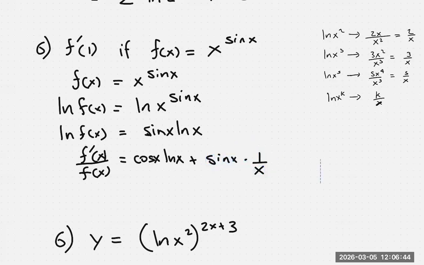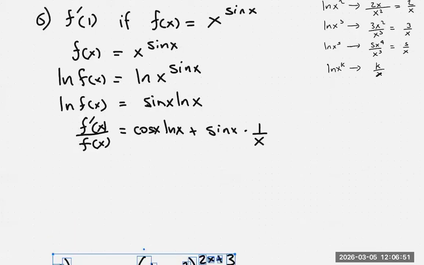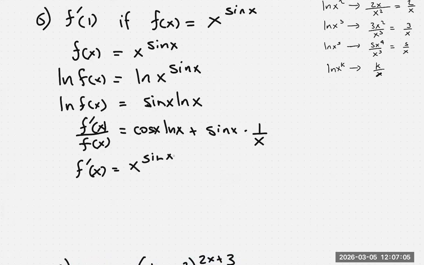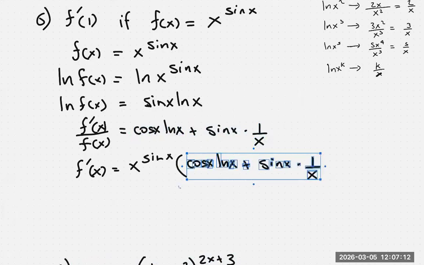Remember the question was to find f prime of x. So I'm just going to carry this on a little further. f prime of x equals x to the sine x, open bracket, and put back all of that something there. Just duplicate it, I'll go right back to f prime of x and then the next line.